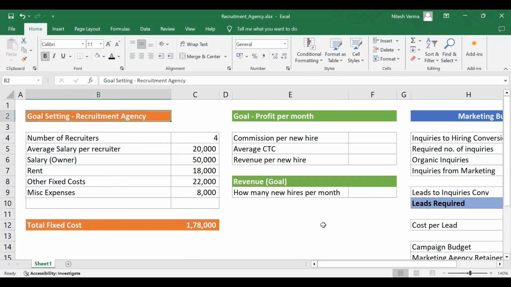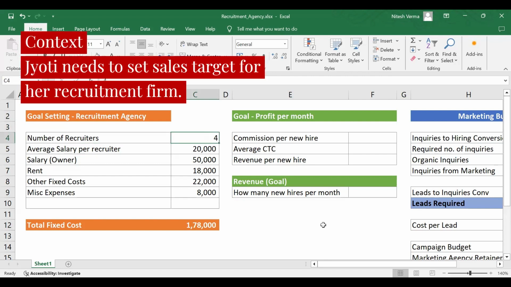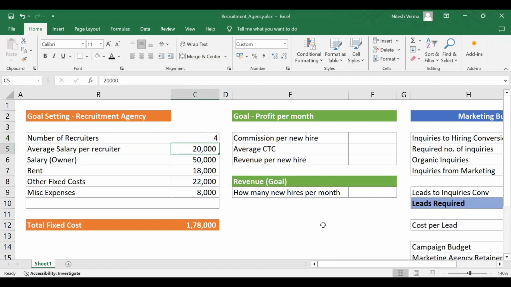So we'll get started with goal setting for the recruitment agency. Let's take a few assumptions here. Let's say the company has a total of 4 recruiters, so 4 employees working, and the average salary per recruiter is 20,000 Indian rupees. So we're talking about Indian rupees here for all the currency values.